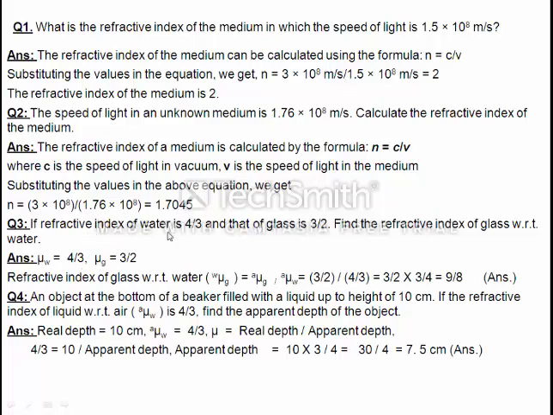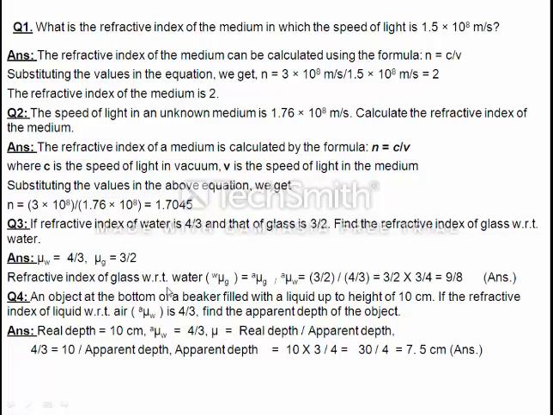Here is the case of relative refractive index. The refractive index we denote sometimes by mu, and sometimes by n. So the refractive index of water is given as 4 by 3 and of glass is 3 by 2. Most of the time this question number 3 is asked in your board exam: find the refractive index of glass with respect to water.